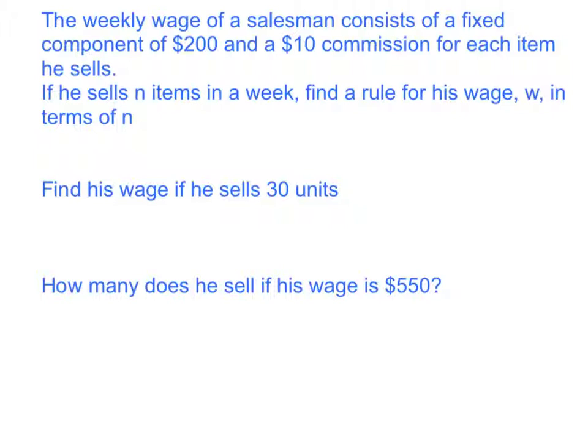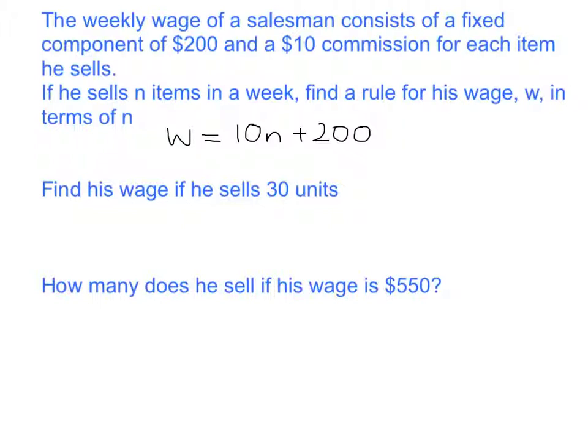is his wage is going to be W is equal to 10N, since he gets $10 per item, and then he has a fixed amount of $200, which he gets no matter what. So he could sell no items, he still gets his $200. We multiply the items by 10, add another 200 to get his wage. So that's the equation for that.